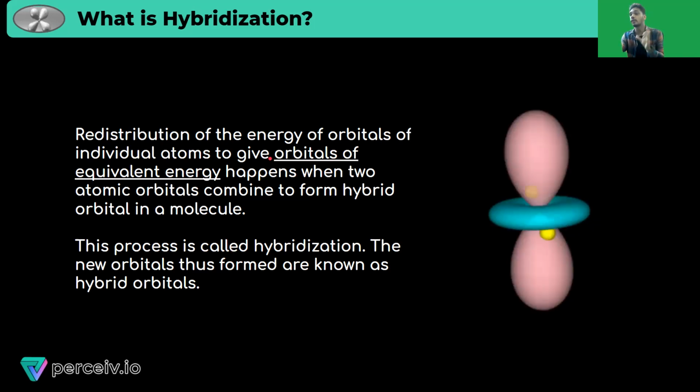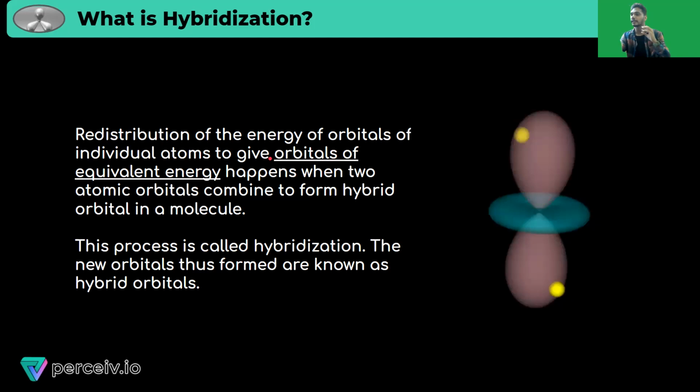Redistribution, the word is very important here, because earlier the electrons are moving in the s orbital, and whenever the s orbital combines with the p orbital, now there is more space, that is the p orbital is also there, and the s orbital. So how the electrons redistribute themselves is an important part of the hybridization process.